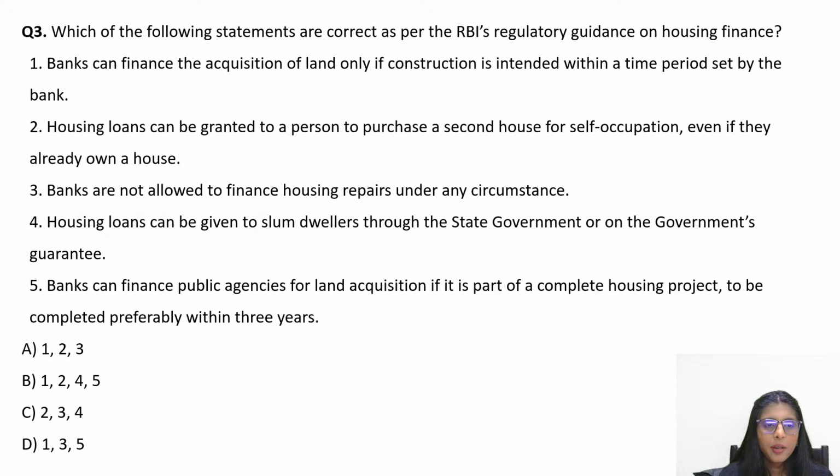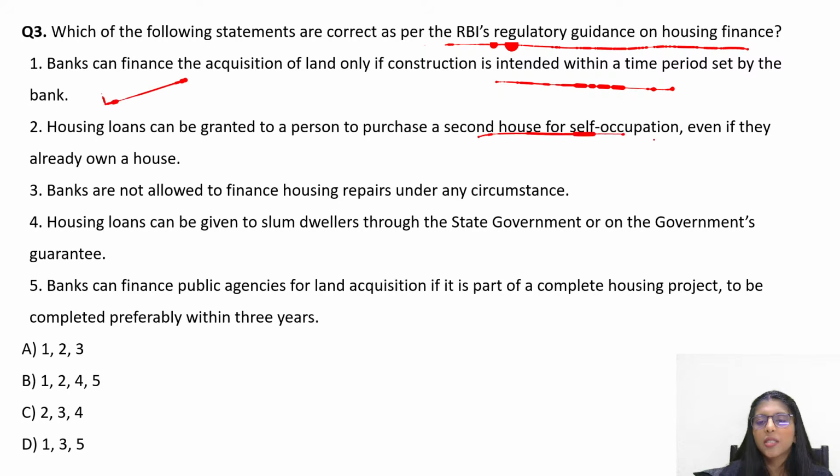Next question. Which of the following statements are correct as per the RBI regulatory guideline on housing finance? Bank can finance the acquisition of land only if the construction is intended within the time period set by the bank. It's correct. Housing loan can be granted to a person to purchase a second house for self occupation, even if they have already owned a house. Yes.